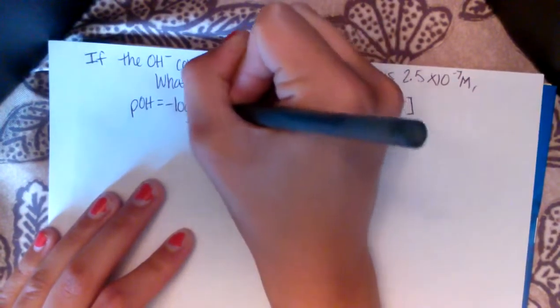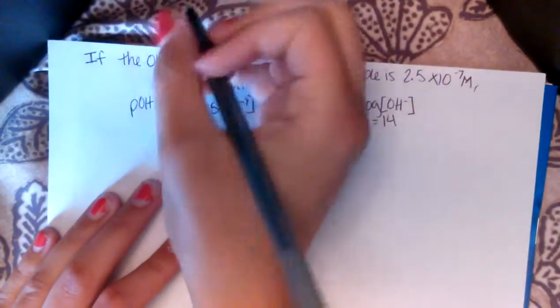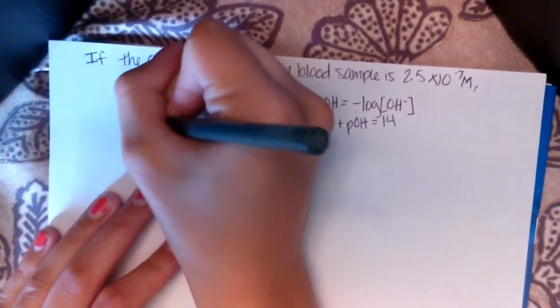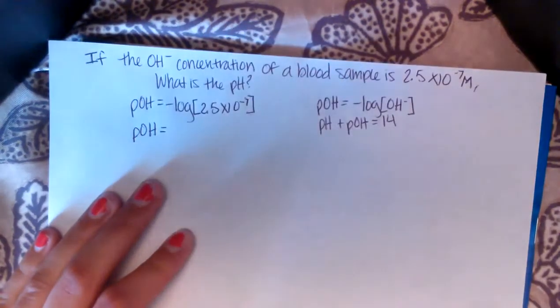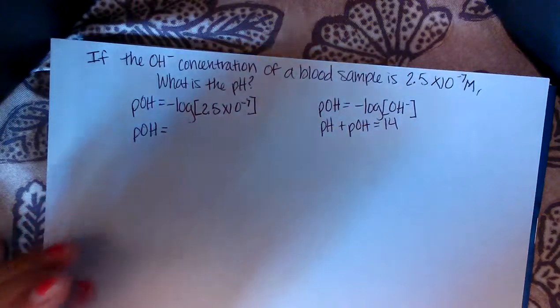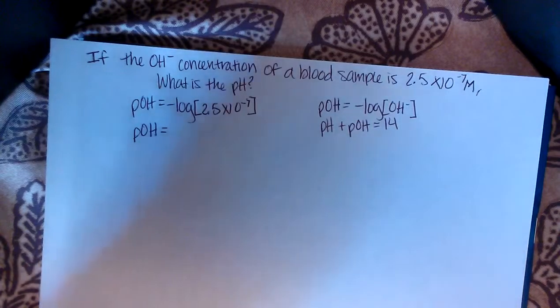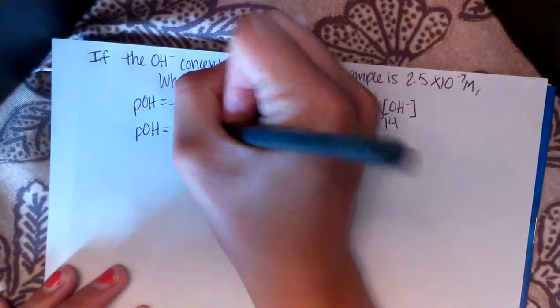And what you do is you put that into your calculator, making sure to be aware of your negative signs. And what you're going to get is a pOH of 6.6.